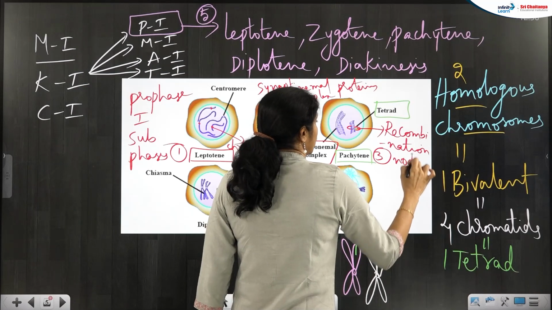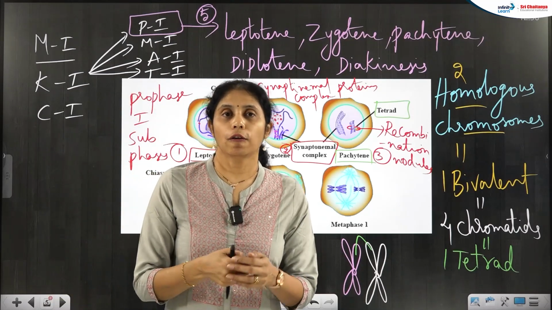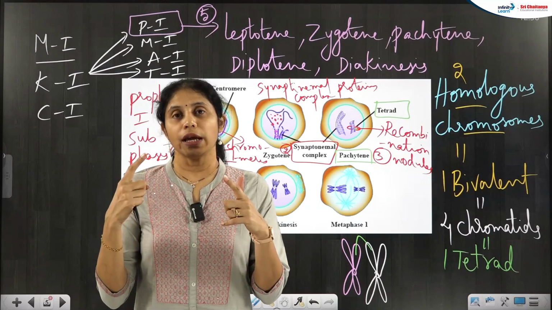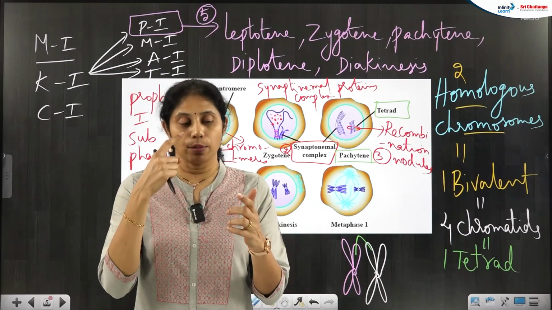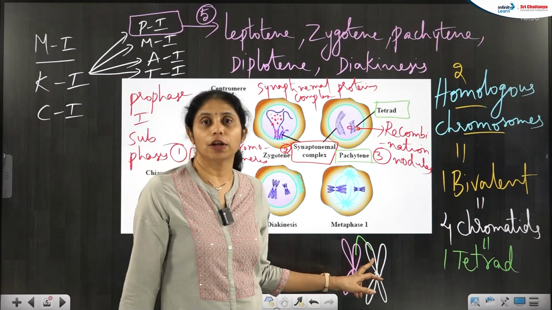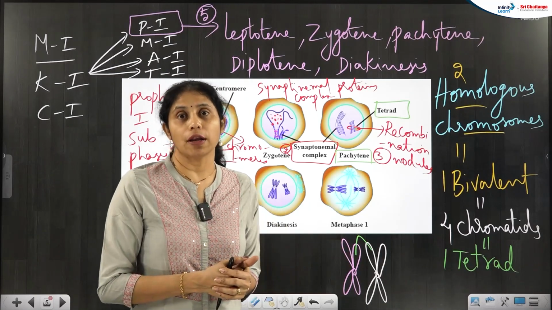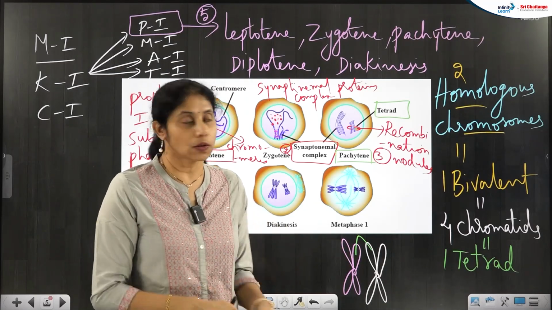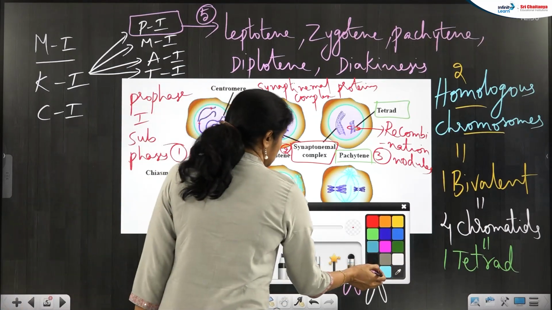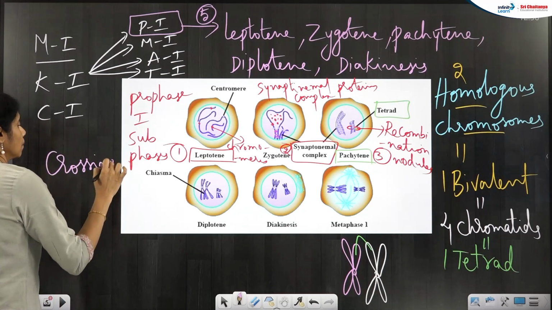Two non-sister chromatids of one bivalent start pairing up with each other and exchanging their materials. One break happens and they join to the other end. It always happens between the two non-sister chromatids. The process of exchange of genetic material between the two non-sister chromatids of a bivalent is called crossing over.